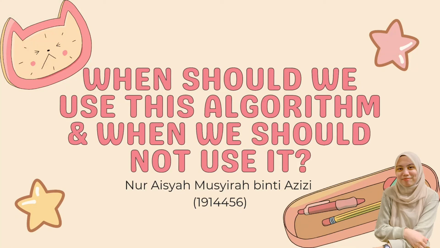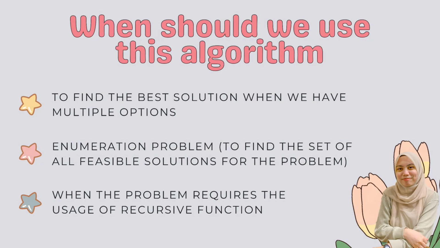We'll continue the presentation by answering the question of when we should use the backtracking algorithm and when we should not use it. First, we will look at when we should use this algorithm. We use this algorithm when we want to find the best solution or decision, especially when there are multiple solution options. For example, we use it to solve puzzle-related problems such as Sudoku, the n-queen problem, and others.